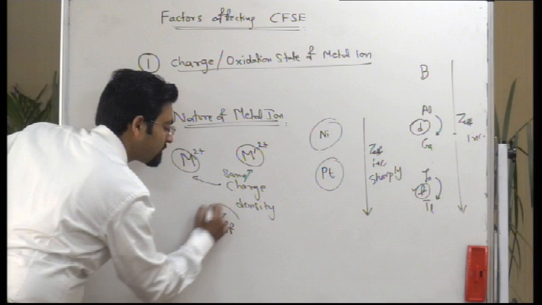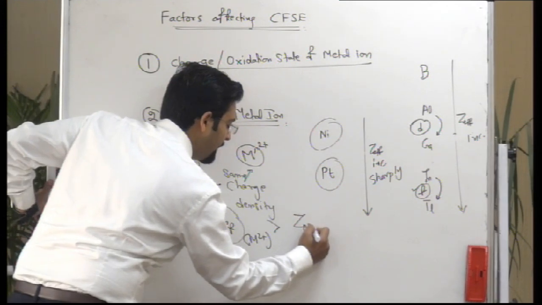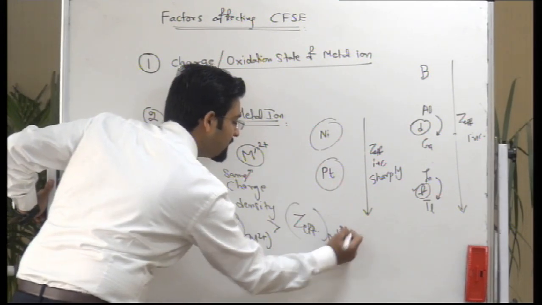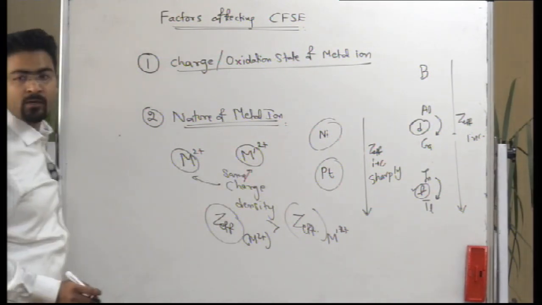If effective nuclear charge of M2+ is higher than that of effective nuclear charge of M'2+, then in such a case delta O for this one will be higher than that of delta O, right?